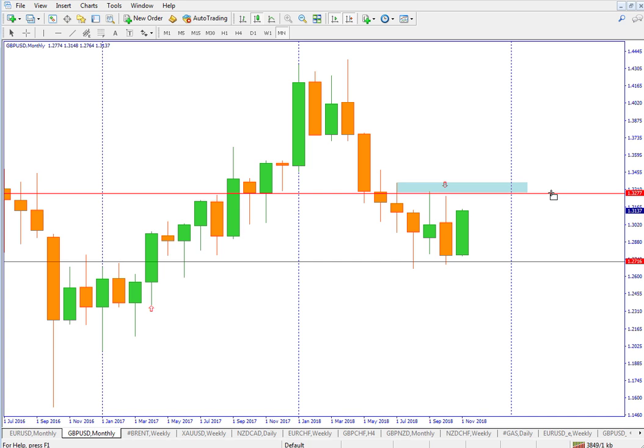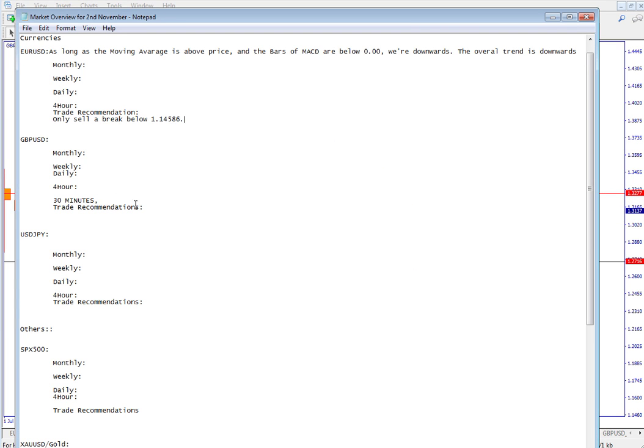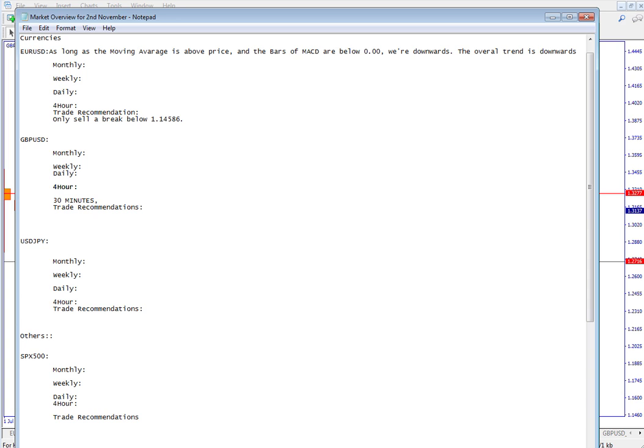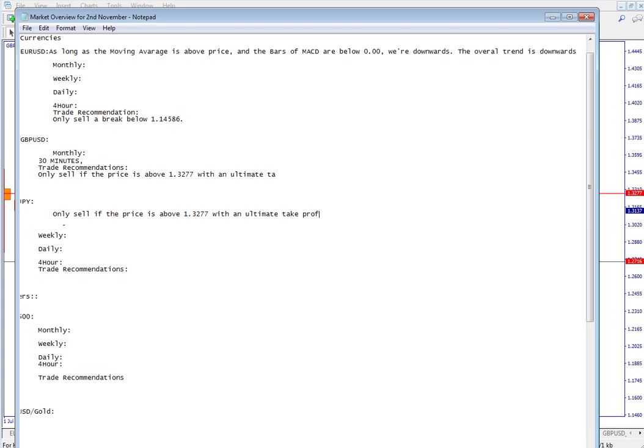Something like that. So we need to say that for GBPUSD, only sell if the price is around 1.3277. Only sell if the price is above 1.3277, with an ultimate take profit at 1.2716.